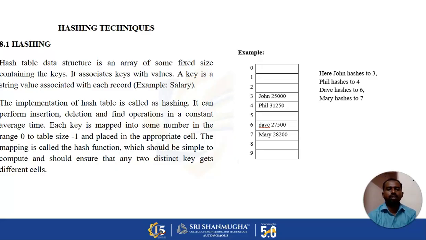Each key is mapped into some number in the range 0 to table size minus 1 and placed in the appropriate cell. The mapping is called the hash function, which should be simple to compute and should ensure that any two distinct keys get different cells. This is the example diagram for hashing. Here John hashes to 23, Bill hashes to 24, Deva hashes to 26, Mary hashes to 27.